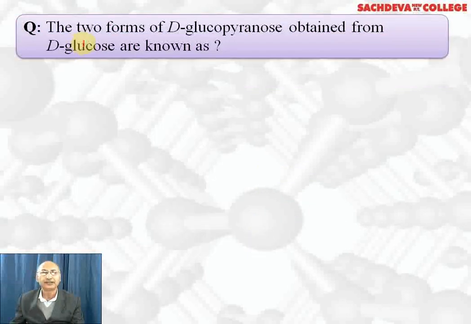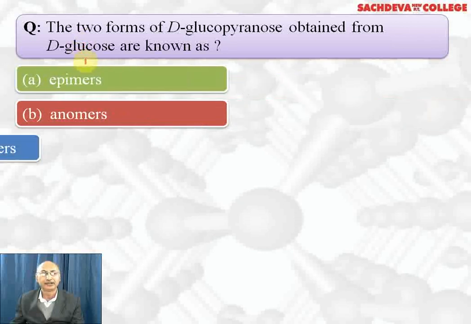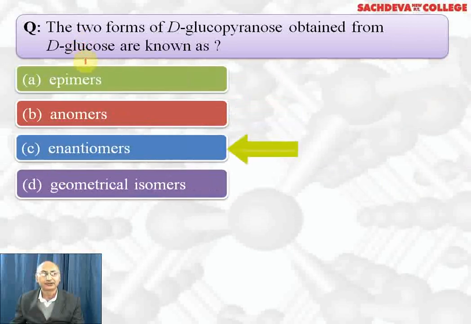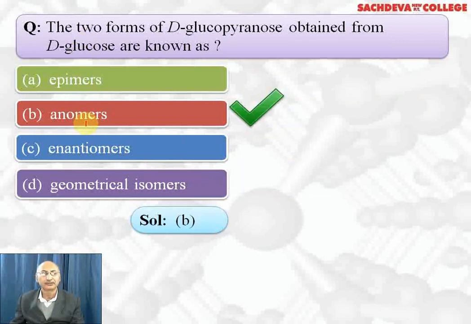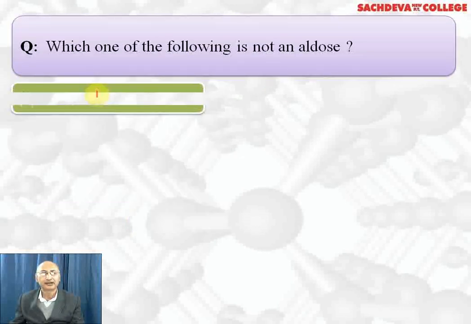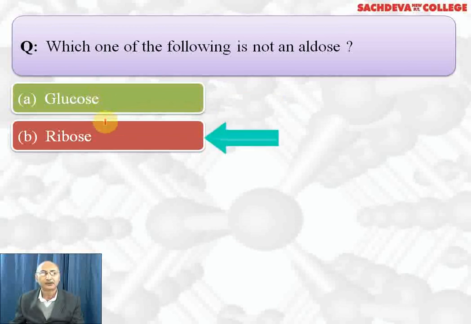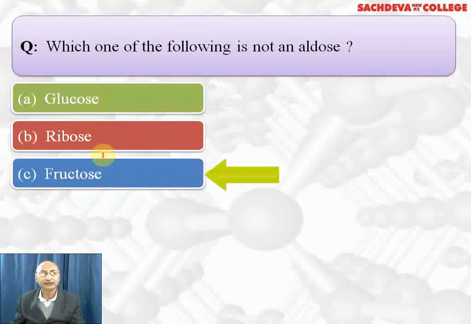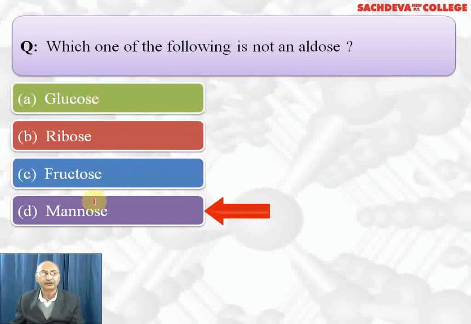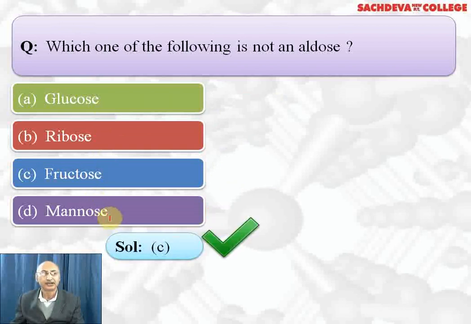The two forms of D-glucopyranose obtained from D-glucose are known as epimers, anomers, isomers, or geometrical isomers. Correct answer is anomers. Alpha glucose and beta glucose are called anomers because they differ in configuration of the OH group on the C1 carbon. Which one of the following is not an aldose? Glucose is aldohexose, ribose is aldopentose, fructose is ketohexose, mannose is aldohexose. C part is the correct answer.